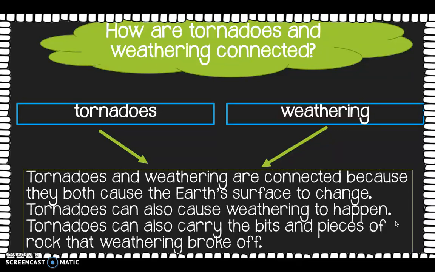They kind of go together. Weathering breaks off that rock, and tornadoes can cause the weathering, but tornadoes can also move the rock that was broken off from weathering. Let's go to our next slide.